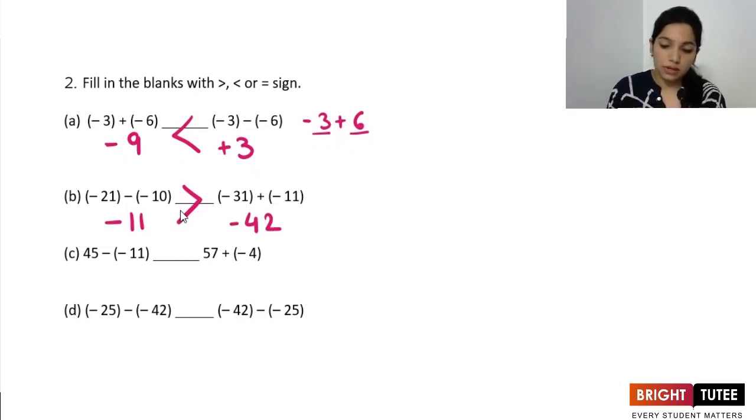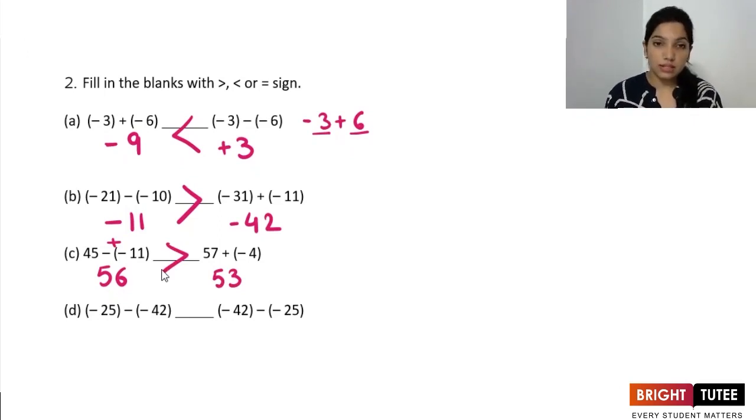Coming to the next one, 45 adding to 11. Because it's minus minus, this will change into a plus sign, right? So 45 added to 11 is 56 with a plus sign. And on this side we have 57 and we are required to take away 4 from this. So this becomes 53 with a plus sign. Which is bigger? 56 is bigger.